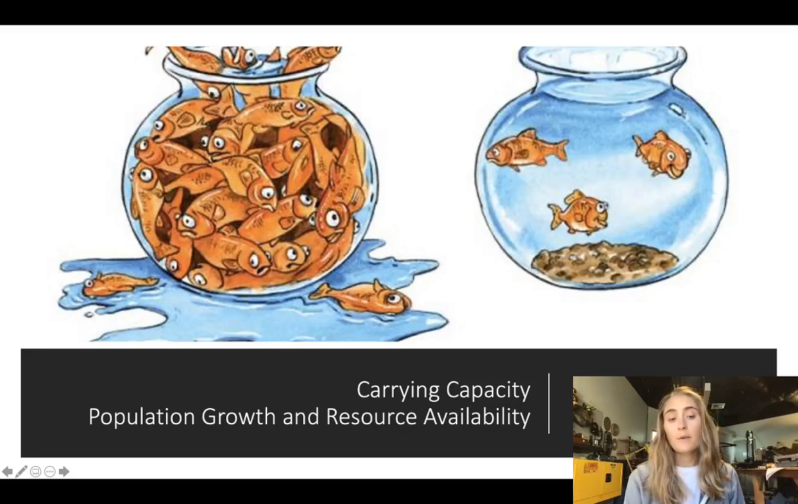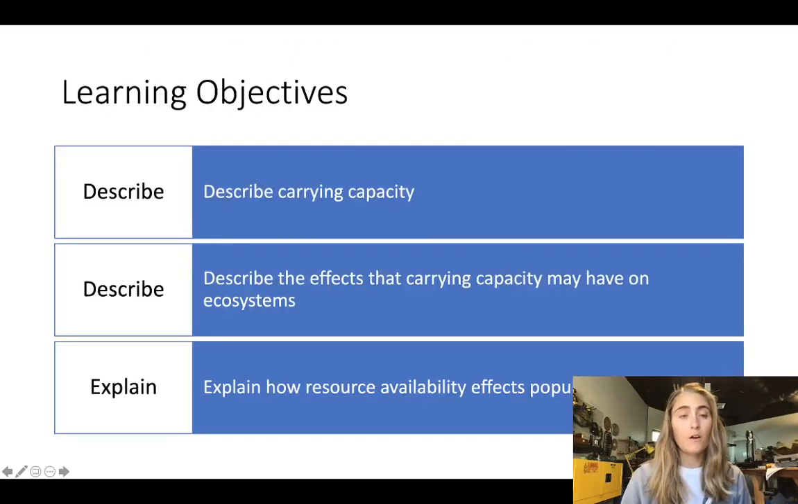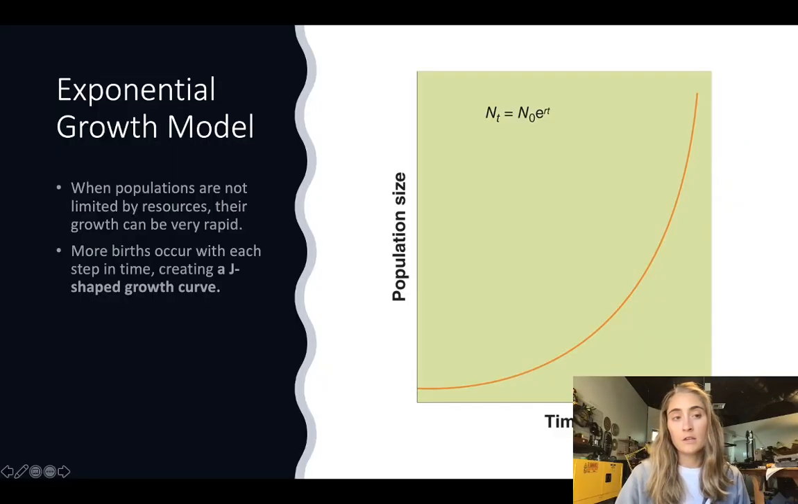We are talking about carrying capacity and population growth and resource availability. Our learning objectives for today are to describe carrying capacity, describe the effects that carrying capacity may have on ecosystems, and explain how resource availability affects population growth.